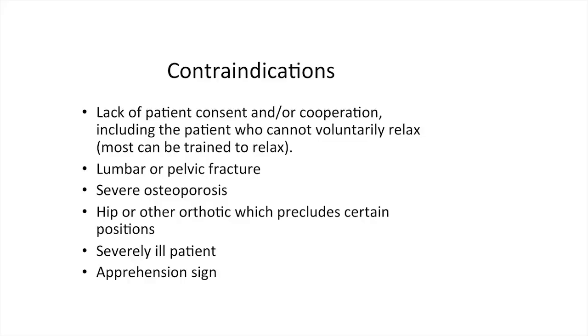Contraindications for strain counterstrain: lack of patient consent and/or cooperation, including the patient who cannot voluntarily relax. Most can be trained to relax. Lumbar or pelvic fracture, severe osteoporosis, hip or other orthotic which precludes certain positions, severely ill patient, apprehension sign, or any others consistent with good clinical judgment.